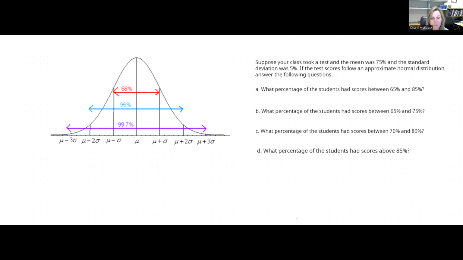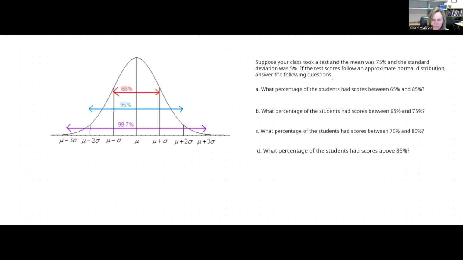So here we have example 2.4 from point 1 from your notes. It's asking us, suppose your class took a test where the mean was 75% and the standard deviation was 5%. If the test scores follow an approximately normal distribution, answer the following questions. So here's how we do it.